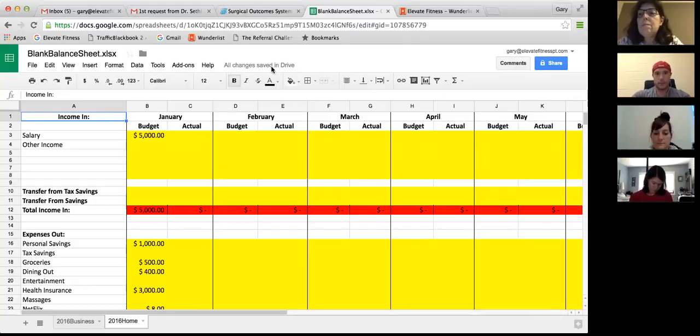Okay, number 1 step is to download the sheet. Okay. Number 2 step is to make the categories your own. So customize the categories, and that's everything that's in column A. Number 3 step is to review at least 3 months of data to get your numbers. Number 4 step is to input home expenses.